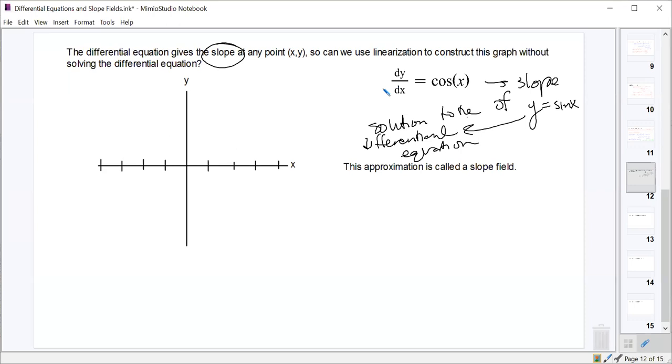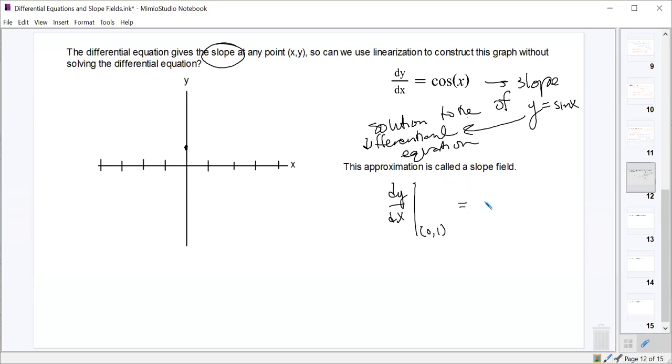Pick any point in the plane. 0, 0? That's not a point, that's a number. 0, 1. Okay. So I'm going to make a point there: the point 0, 1. If I plug that point into dy/dx, what does dy/dx equal at the point 0, 1?